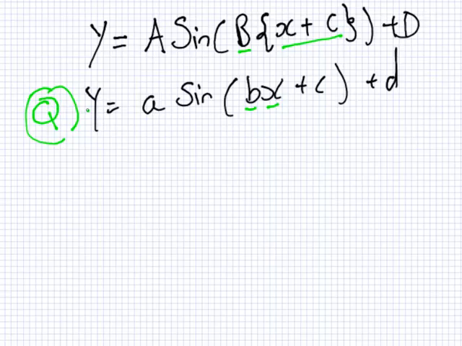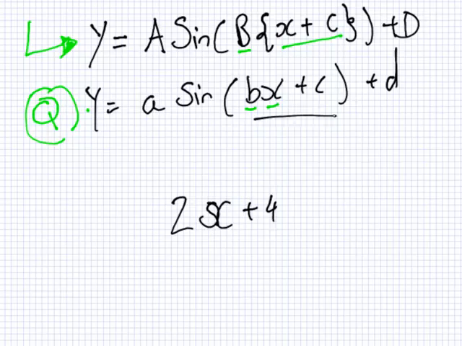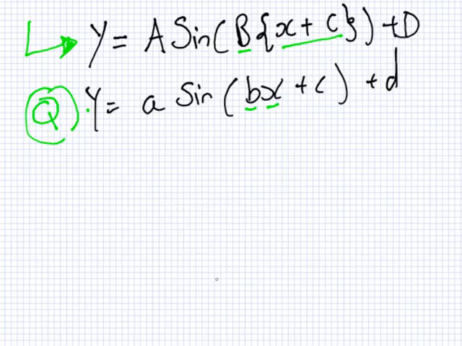Often this is how the question is written, but you should write it in this form. It makes it easier to do. So, for example, if you get a question that has 2x plus 4 here, then you need to take out the 2, and now it's written in this form. So my point is, you should always factorize it. What I'm going to show you is for problems in this form.